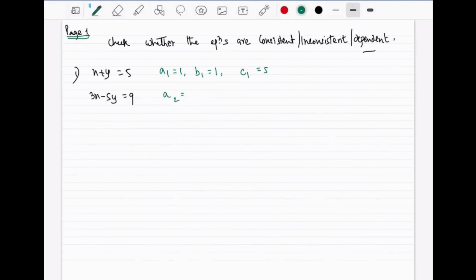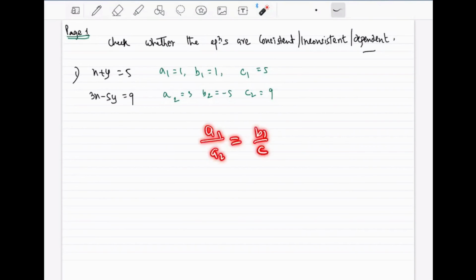A2 is how much? A2 is 3. B2 is equal to how much? Minus 5. C2 is equal to how much? 9. When do you need to find out C1 by C2? C1 by C2, you need to find out only for the condition of inconsistent. Because for inconsistent, it is A1 by A2 equal to B1 by B2, does not equal to C1 by C2. Okay, so for inconsistency, we have the last term as C1 by C2.